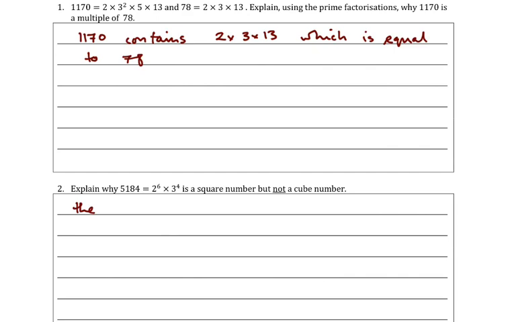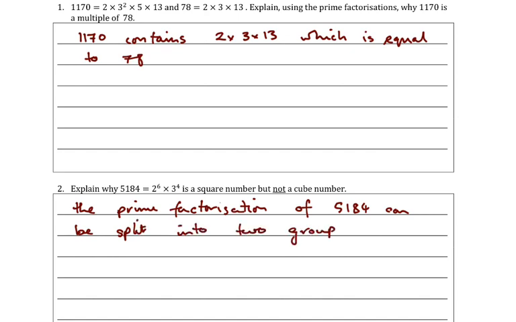Okay, question 2. Explain why this number is a square number but not a cube number. Well, a simple sentence will suffice again. The prime factorization of 5,184 can be split into two equal groups, but it can't be split into 3 equal groups. Okay, so I'll go into a little bit more detail here. So it can be split into 2 equal groups, so 5,184 could be written as 2 cubed times 3 squared times 2 cubed times 3 squared.